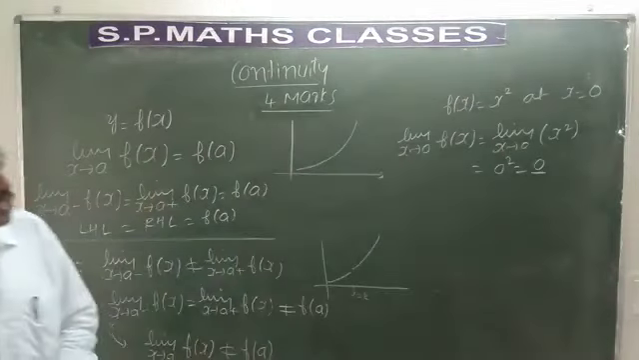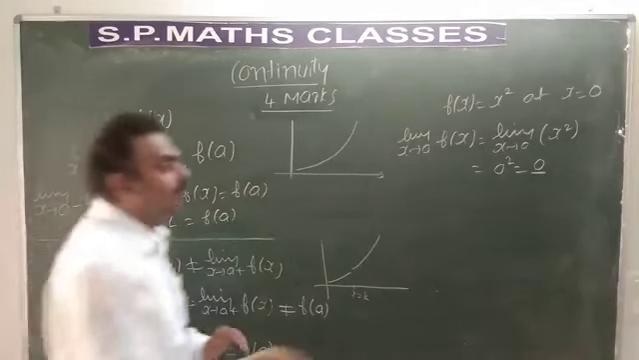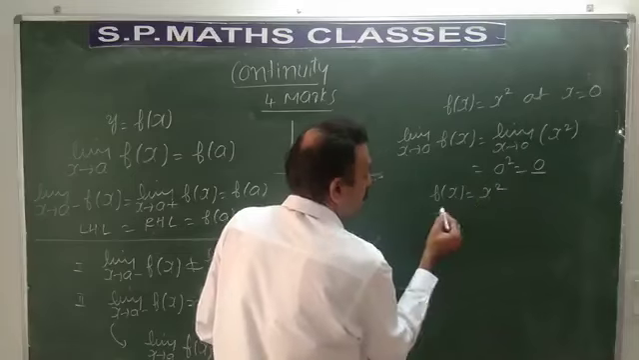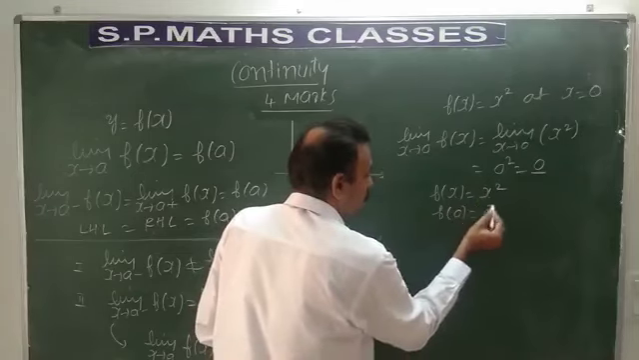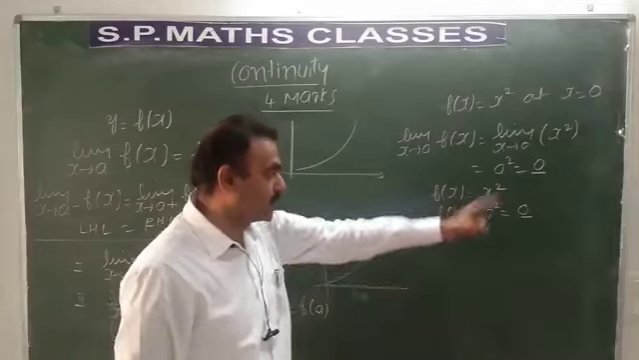So limit as x tends to 0, f of x is equal to 0. The limit of the function exists. Now f of x is equal to x squared. You take f of 0. F of 0 is 0 squared, which is 0. So if we put x as 0, 0 squared is 0.